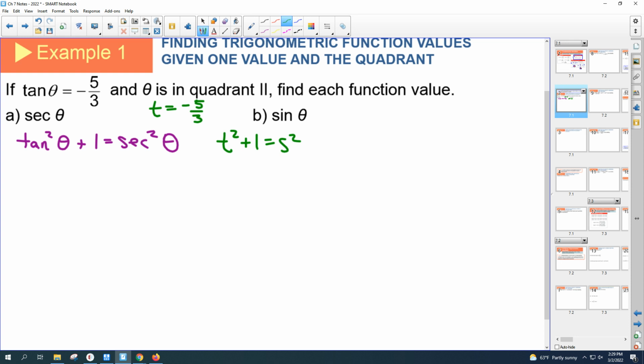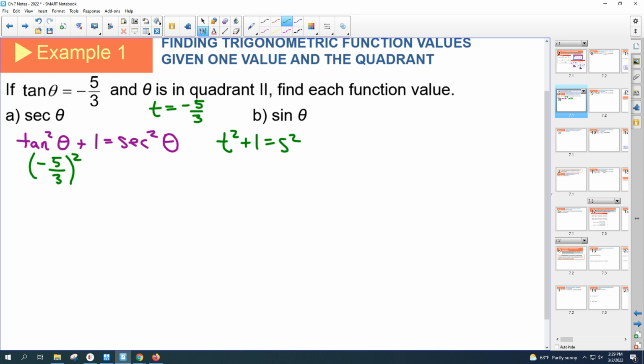You're going to substitute that number in for t. Make sense? So that's exactly what we're doing. We're just doing a substitution. We know that tangent theta is equal to negative 5/3, so I'm going to plug it in right here. I'm going to plug that negative 5/3 in, and I'm going to square it.